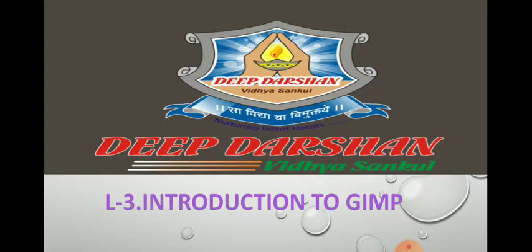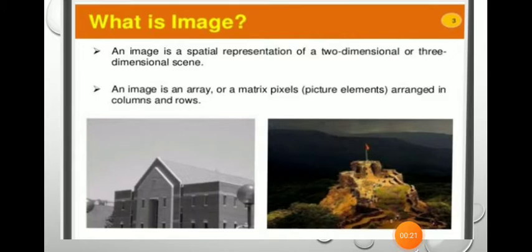Today our topic is chapter number 3, Introduction to GIMP. Before starting the topic, let us understand what an image is. An image is a spatial representation of a two-dimensional or three-dimensional scene. An image is an array or a matrix of pixels arranged in columns and rows.